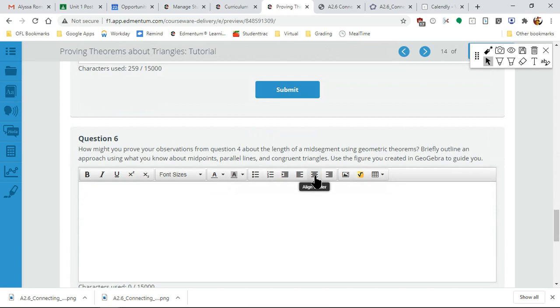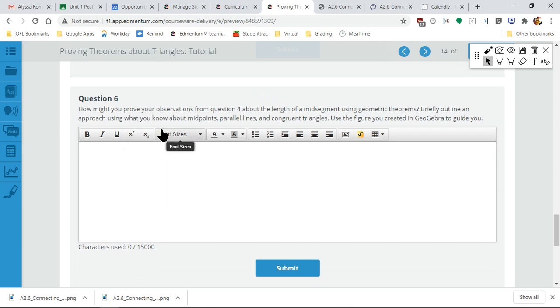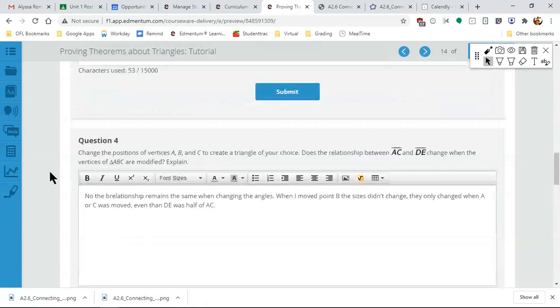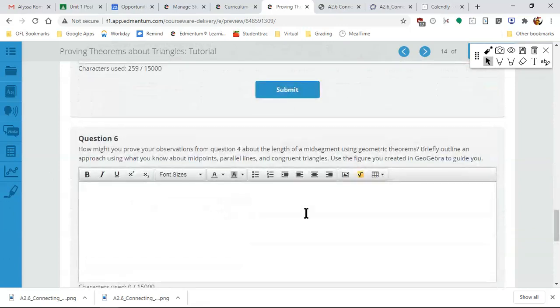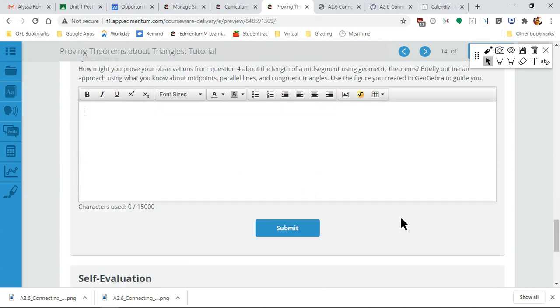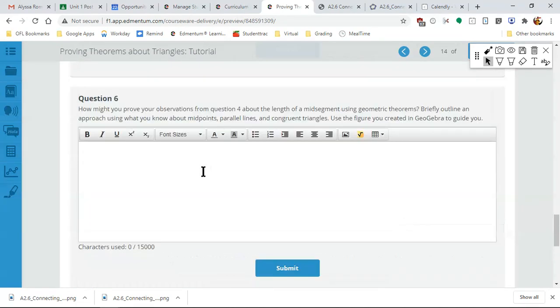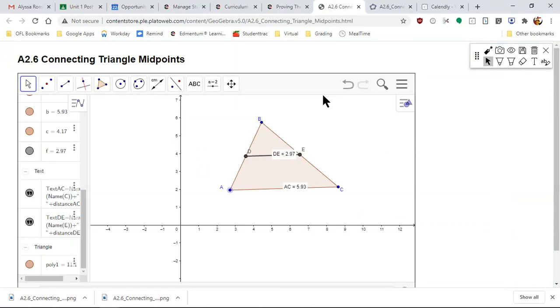How will you prove your observations for question 4? Briefly outline the length of a midsegment using parallel lines, and let the figure guide you. What is this talking about? So what was question 4? Question 4 said that it remains the same. Okay, so we want to prove that it's half of that. So if we're saying that it's half of that, what we can say is that this triangle is half of the other triangle.